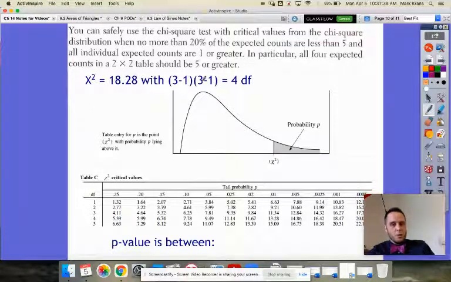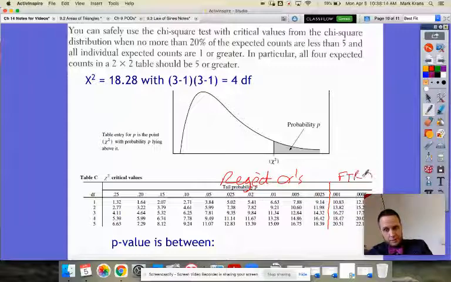So the chi-squared with 4 degrees of freedom, okay, 18.28. We see rows minus 1, columns minus 1 gets me 4 degrees of freedom. So I look at 4, 18.28. Where do I see 18.28? I see it way in between here and here. So any alpha greater than 0.0025, this is where I am able to reject all of these alphas. So I could reject at the 0.05 level, reject at the 0.01 level, I could reject at the 0.0025 level, and this is the fail to reject alphas.